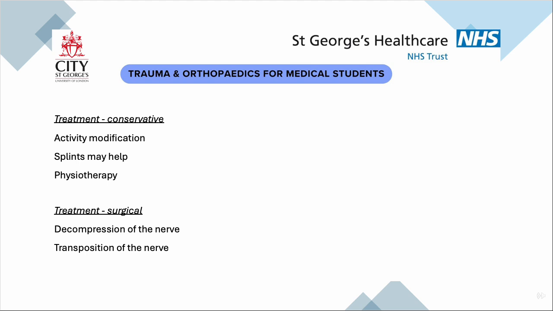The conservative treatment, again, is activity modification if they're doing something that's particularly driving this. Splints can help, but people tend to find that having the elbow splinted in extension is uncomfortable. And physiotherapy may be of some advantage if there are tight areas that can be loosened. If the symptoms really don't settle and they're intrusive enough, then surgery is an option.